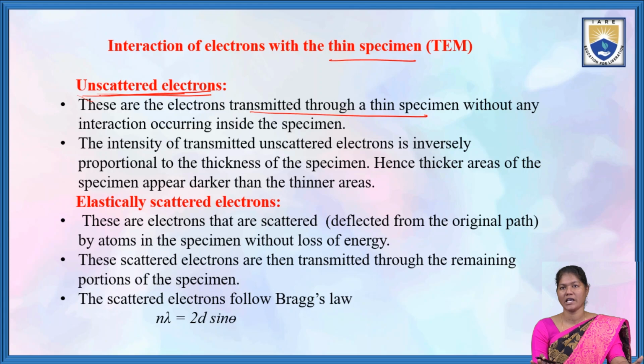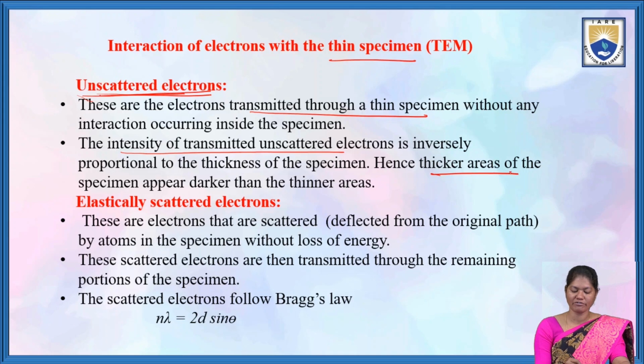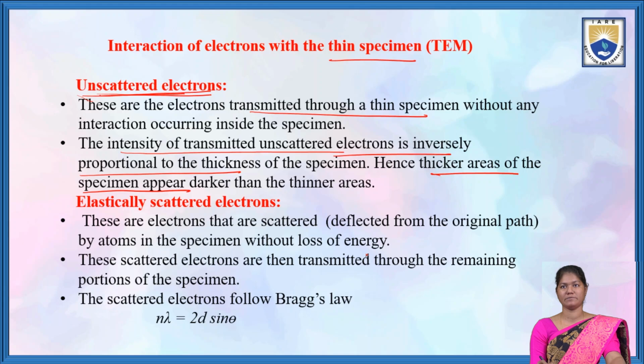No interaction takes place inside the specimen when these electrons are transmitted through the specimen. So the intensity of transmitted and scattered electrons is inversely proportional to the thickness of the specimen. So thicker areas of the specimen appear darker than the thinner areas, because these unscattered electrons do not interact with the atoms inside the specimen.